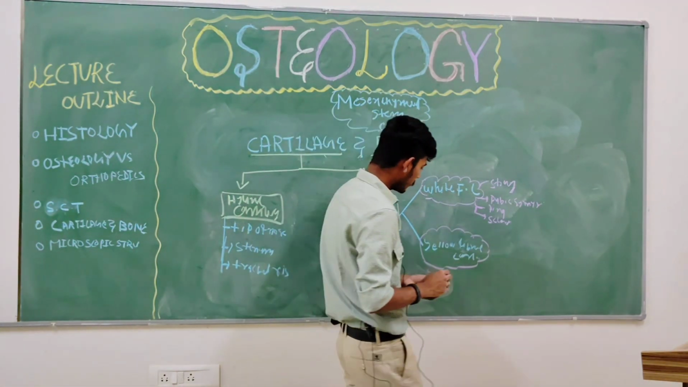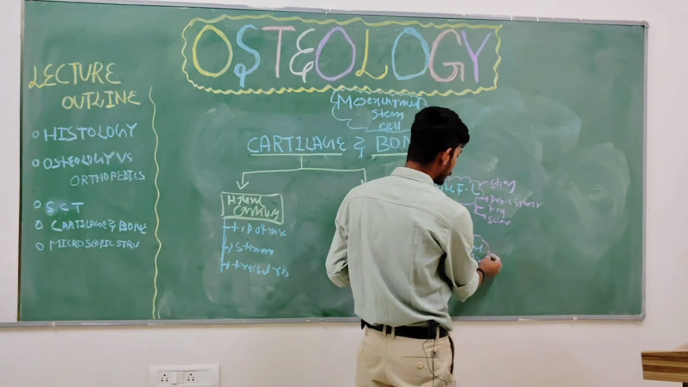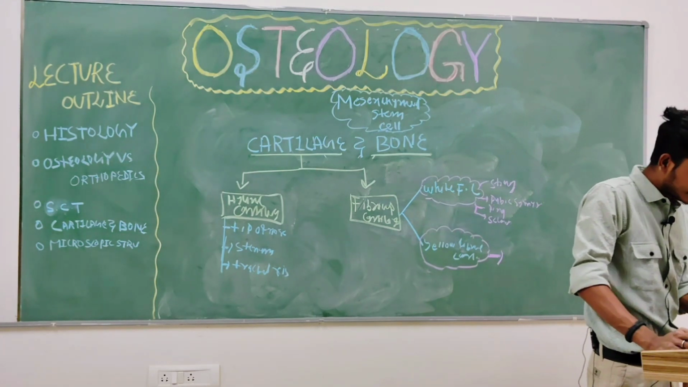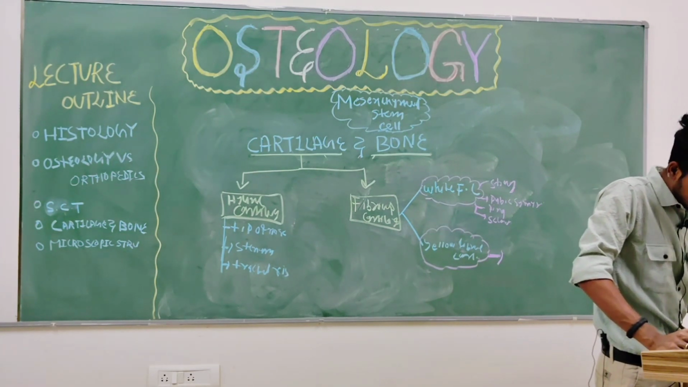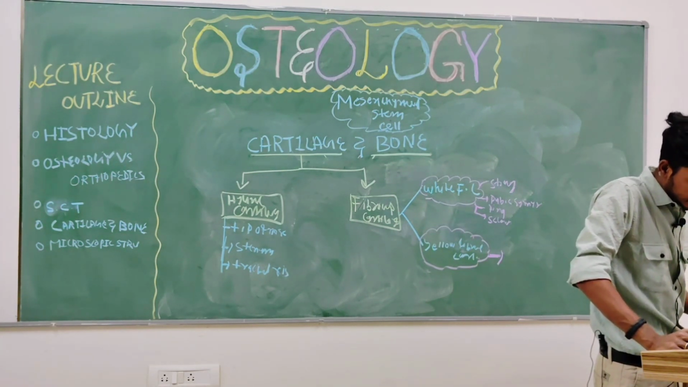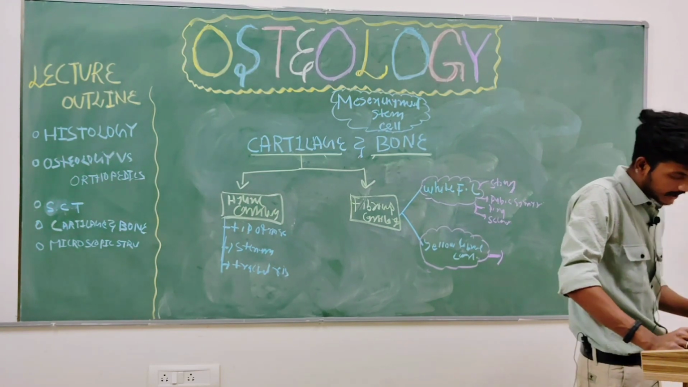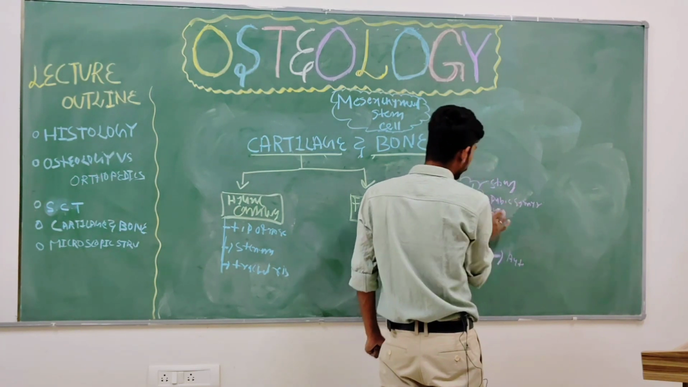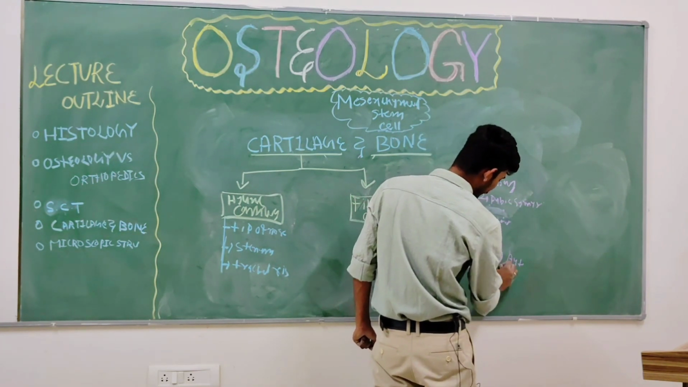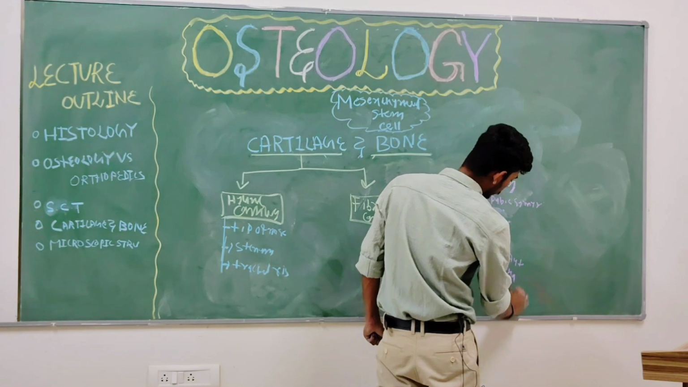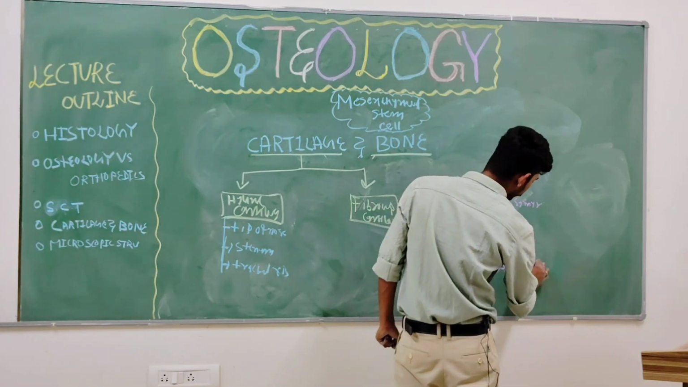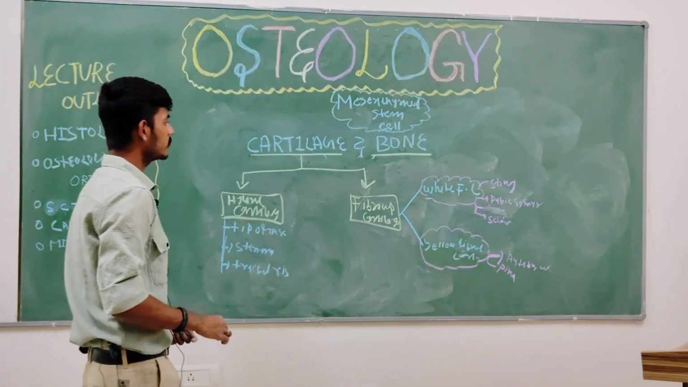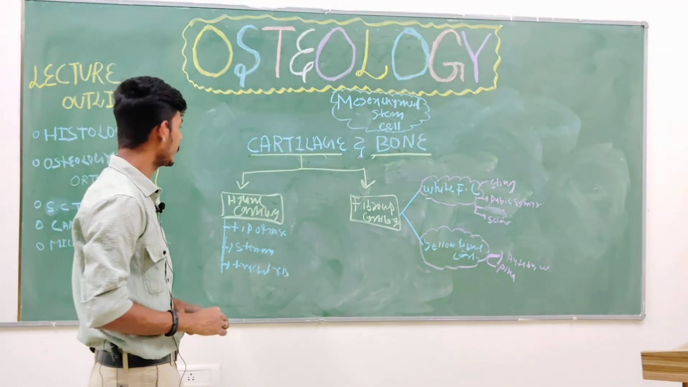Now about the yellow fibrous cartilage: basically, yellow fibrous cartilage is present in the auditory canal, okay. Here is the pinna, in the pinna of the ear and the auditory canal, okay. This is all about the cartilage, understanding.